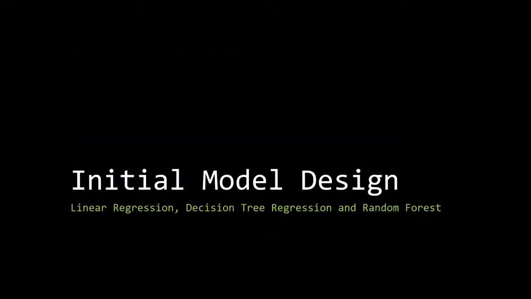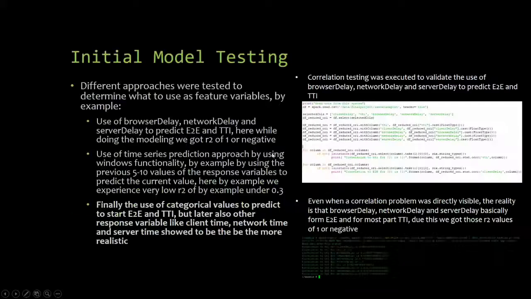Initial model design: linear regression, decision tree regression, and random forest. Different approaches were tested to determine what to use as feature variables. For example, use of browser delay, network delay, and server delay to predict end-to-end and time to interact. Here, while doing the modeling, we got R-squares of 1 or sometimes negatives.